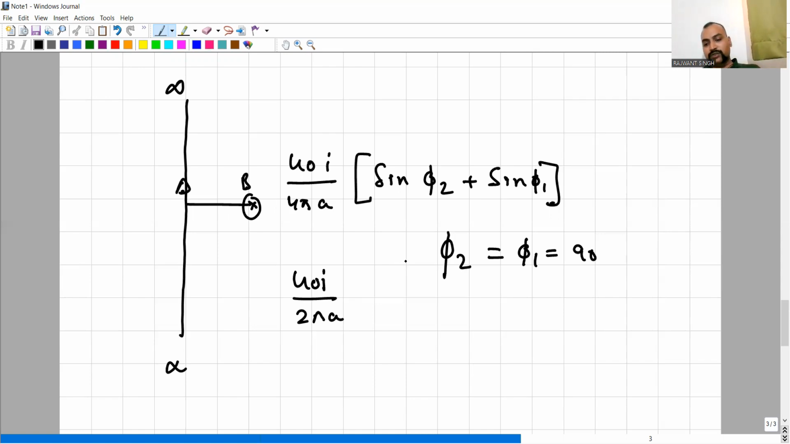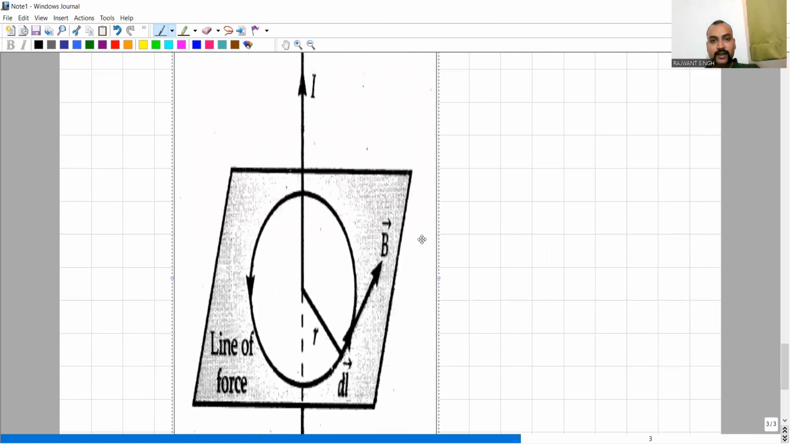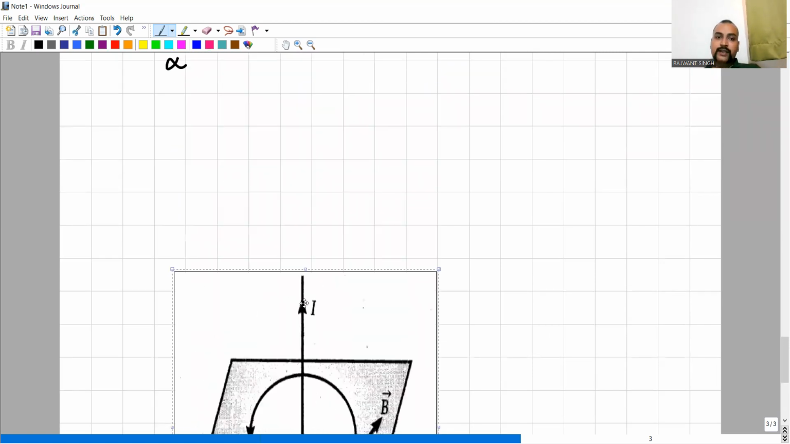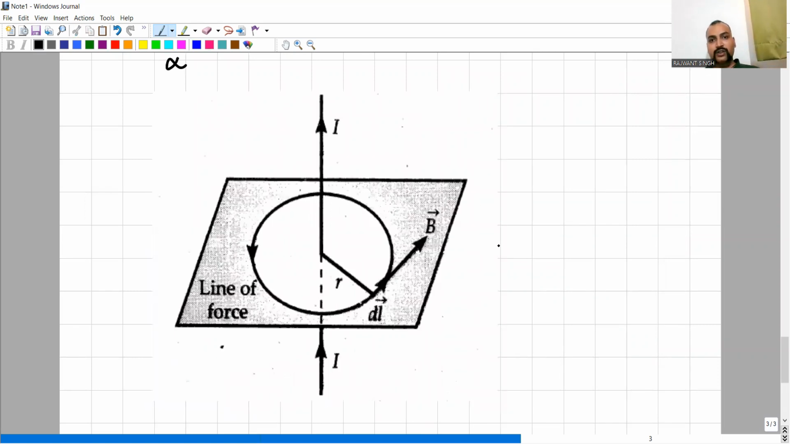So we are going to find the magnetic field again using the Ampere circuital law. I hope you all remember that Gauss's theorem had a similar analogy. Gauss's theorem was mainly used to find electric fields, and Ampere's circuital law is used to find magnetic field.